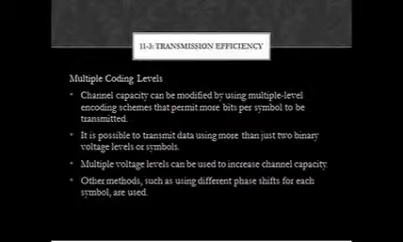Multiple coding levels. Channel capacity can be modified by using multiple level encoding schemes that permit more bits per symbol to be transmitted. Remember that it is possible to transmit data using symbols that represent more than just one bit.